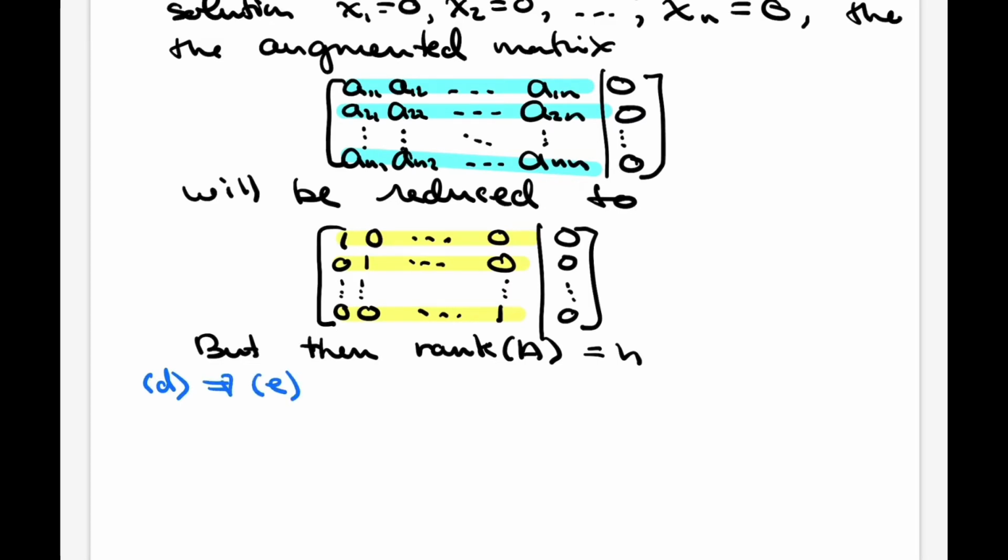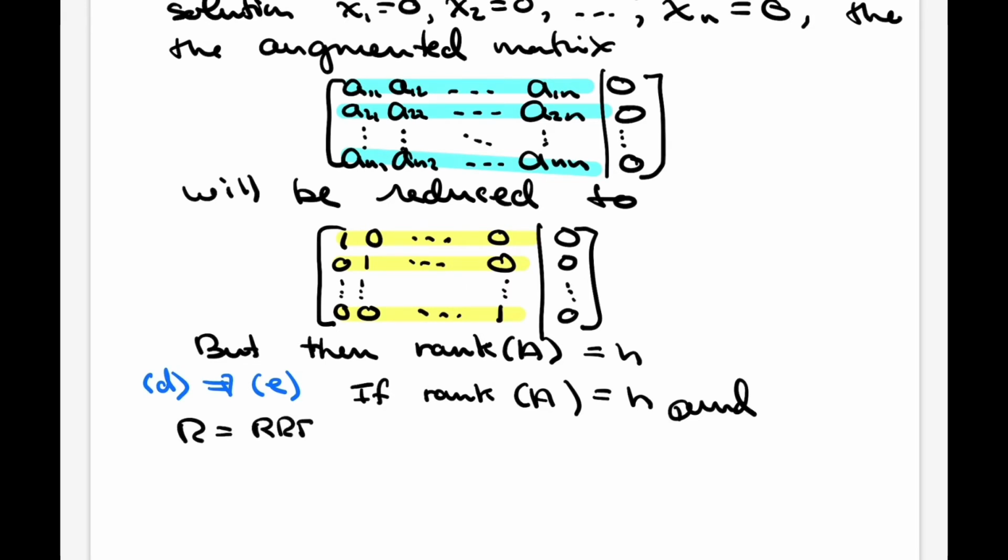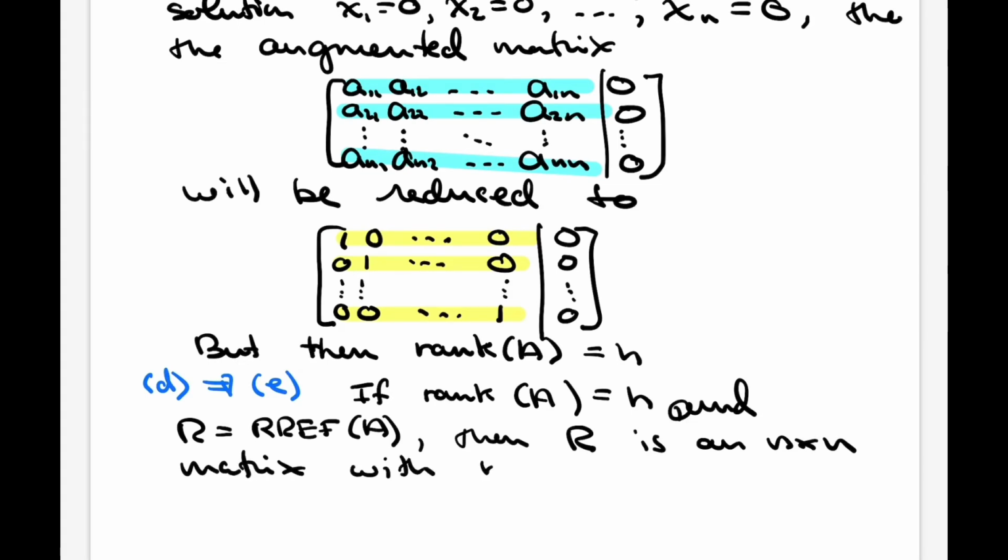Basically we can see it right here, that if the rank of A equals n, then, let's give the reduced row echelon form a name. We'll say R equals the RREF of A. Well, then what's R? R is an n by n matrix with n leading 1s. In fact, it's basically the matrix that I highlighted in yellow above.